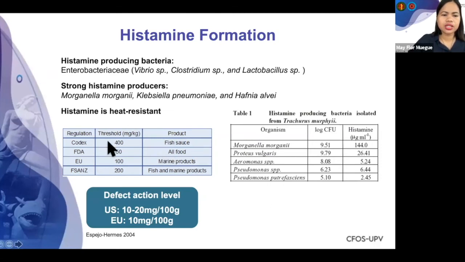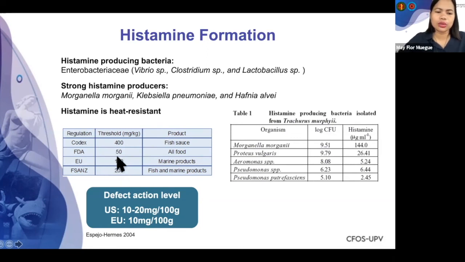Ayan, so this is the histamine threshold of certain products in some markets. So for Codex or mga regulation bodies. So for Codex Alimentarius, 400 milligrams per kilogram of sample ng histamine is the limit. Yan yung limit for fish sauce. For all foods sa FDA, should be 50 milligrams per kilogram. For marine products, it should be 100 milligrams per kilogram. And for fish and other marine products, should be 200 milligrams per kilogram.